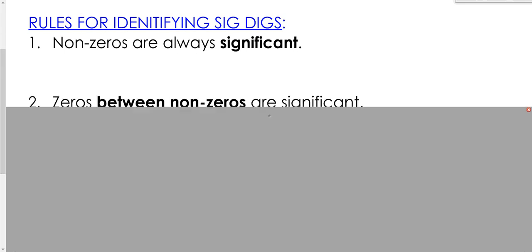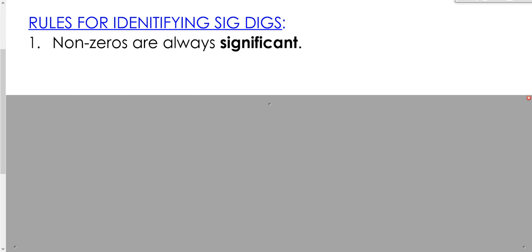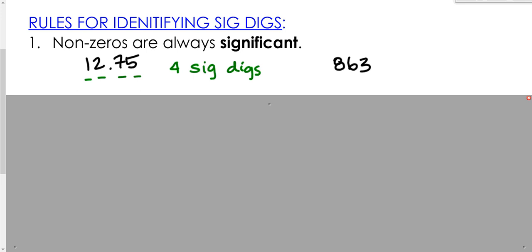The first rule is that non-zeros are always significant. Meaning, if the number is not 0, it is significant. So if you have 12.75, we've got the numbers 1, 2, 7, and 5. No zeros at all. So this number has 4 significant digits. Another one, 863, has no zeros, so we've got 8, 6, and 3. This number would have 3 sig digs, and lots of times I just write SD for sig digs.